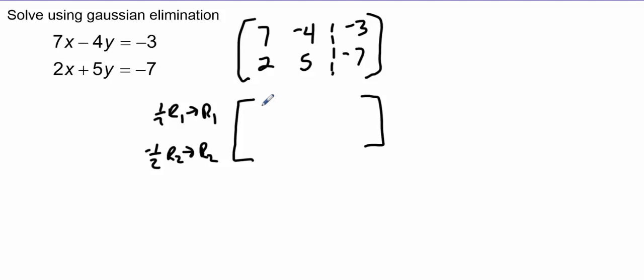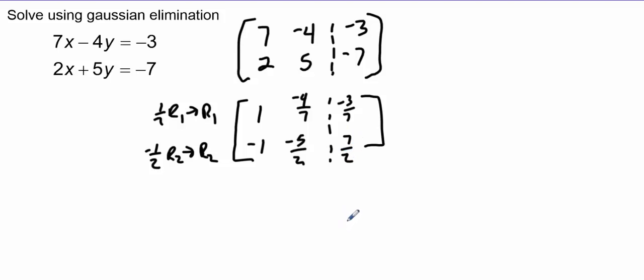So in doing that, I get 1/7 here. I get -4/7 here. I get -3/7 here. And I get -1 here. And I just noticed a mistake, so I'm going to change that right now. When I multiply this by 1/7, I actually get 1. And then I multiply this, I get negative 5 halves. And in the last term, I get 7 halves.